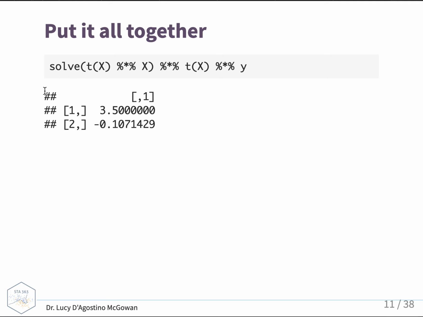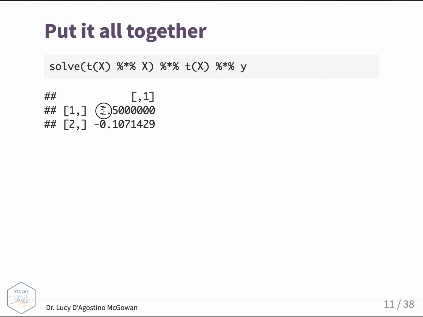And so let's put this all together. We know that the equation for beta hat is X transpose X inverse, X transpose Y. So in R, we're going to do the transpose of X times X, and then we're going to wrap that whole thing in a solve function. That's going to take the inverse of that first part. Then we're going to multiply that by the transpose of X, and then multiply that by our vector Y. And so this gives us our beta hat estimates.